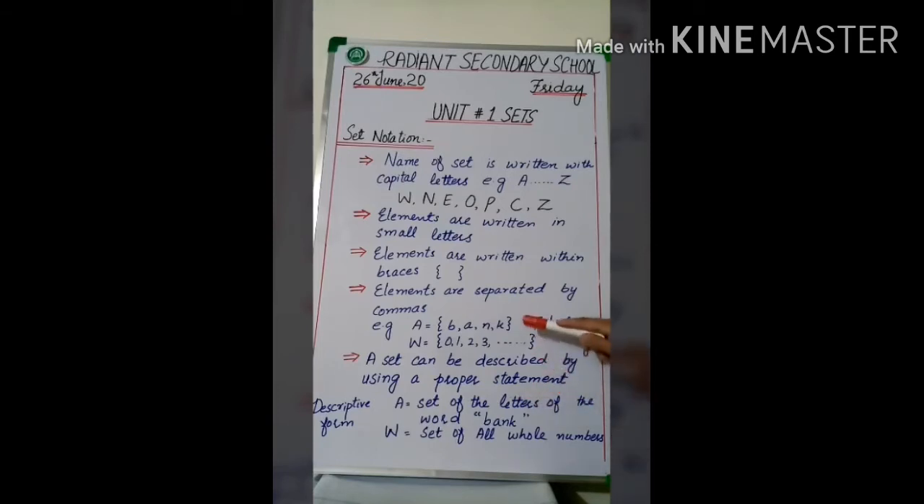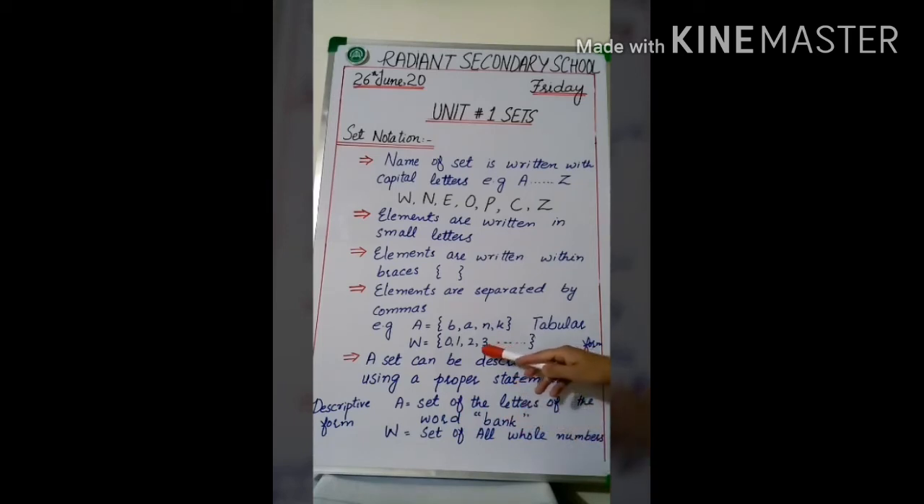For example, if we look at the first example, how will I describe it? By using a statement that this is the set of the letters of the word bank. If you say that this is the set of the word bank, then it will be wrong because the letters are separated by commas. So you will say that this is the set of the letters of the word bank.